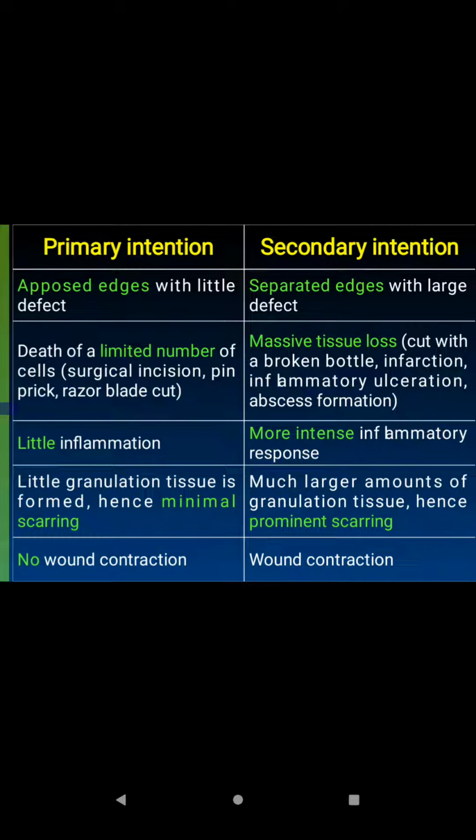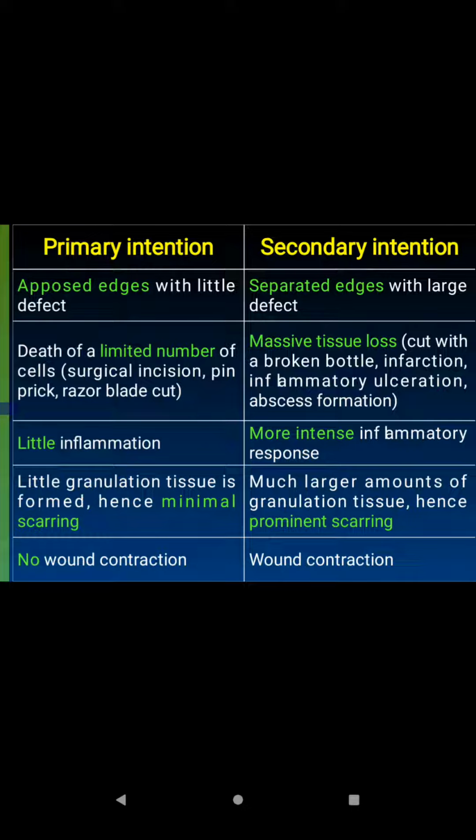Primary intention. N, number of dead cells. In primary intention, there is limited number of dead cells. While in secondary intention, there is massive loss of tissue, so there is increased number of dead cells. For I, inflammation. In primary intention, there is little inflammation, while in secondary intention, there is more intense inflammation.